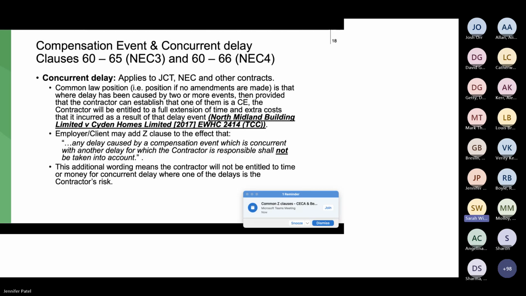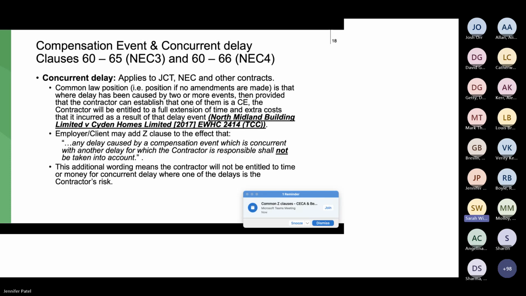So the key bit was where it says not be taken into account, because this is saying that for the compensation event, you ignore any delay where it's concurrent in this scenario. So it's effectively saying it's the contractor's risk if there are concurrent delays and the contractor's responsible for one or both of them. Now, this was to get around the position in JCT where if you're entitled to an extension of time, it didn't matter if there was concurrent delay, you got your extension of time.